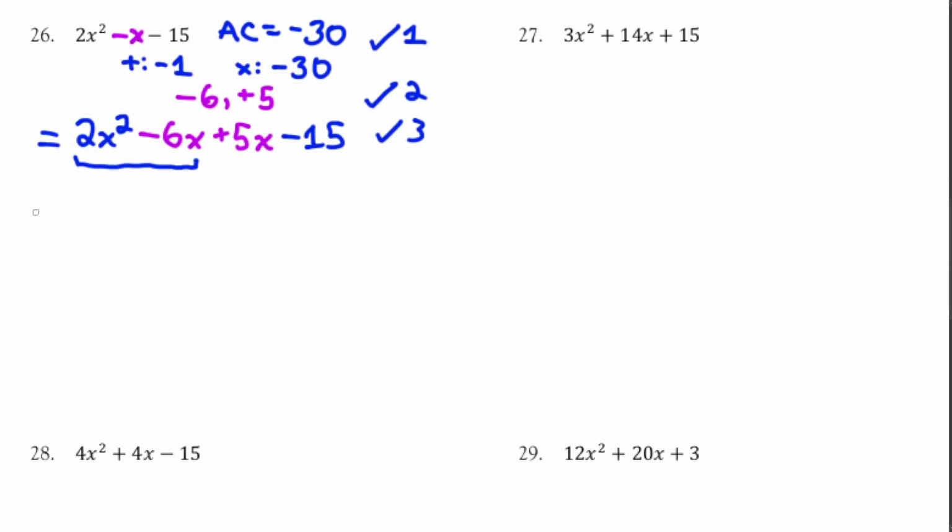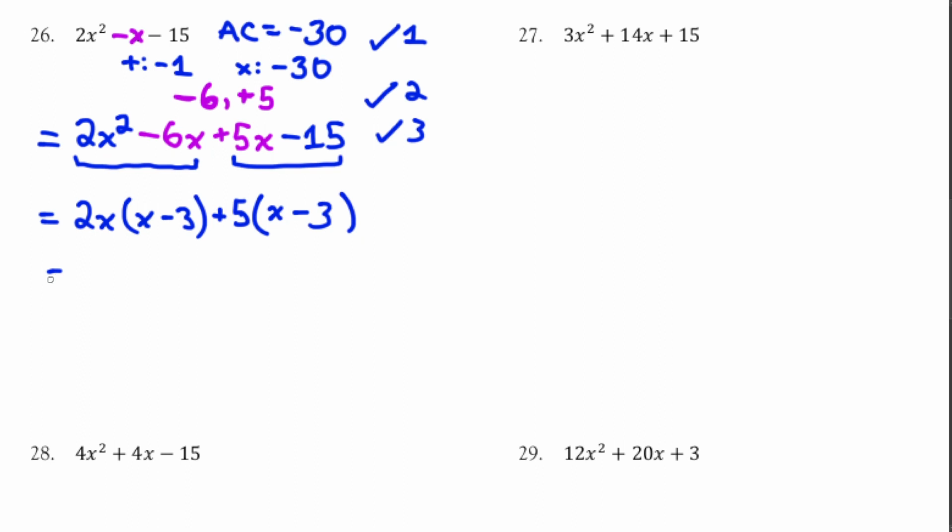Look at the first group. These have a 2 and an x in common. Look at the second group. The second group has a 5 in common. When I take 2x out of the first 2 terms, I am left with x minus 3. When I take 5 out of the second 2 terms, I'm left with x minus 3. And we go, whoa, I got x minus 3 in both places. This was because I very carefully chose the numbers negative 6 and plus 5 using the AC method.